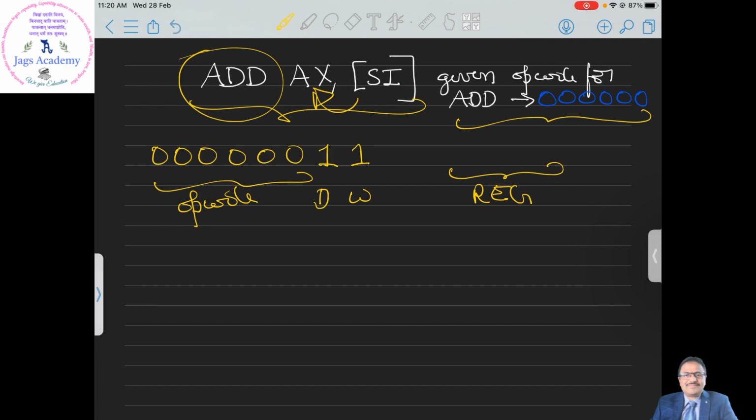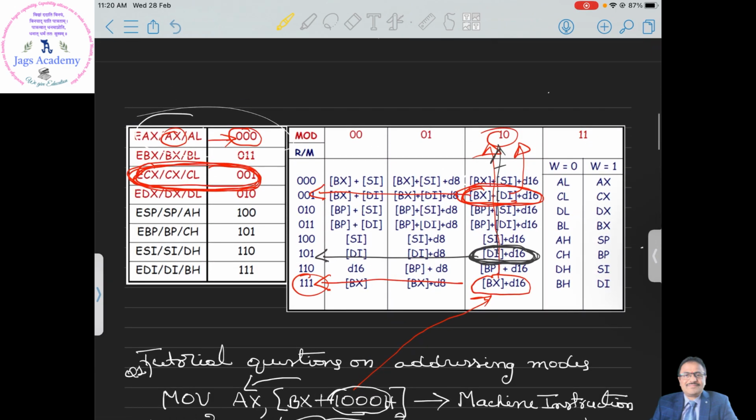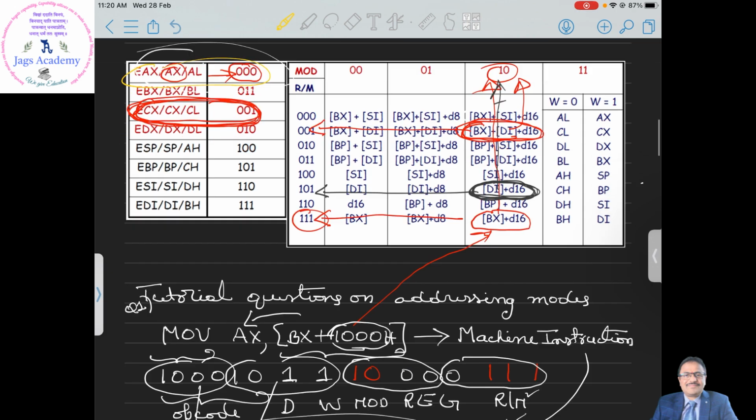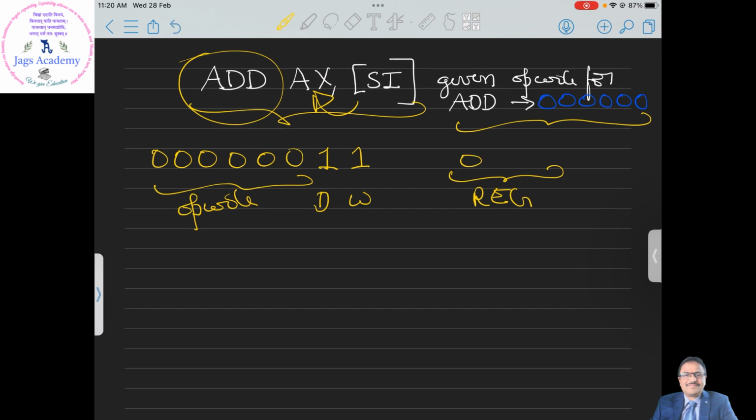REG bit, as usual, from your table it is 0 0 0. So you just put 0 0 0 here, right?